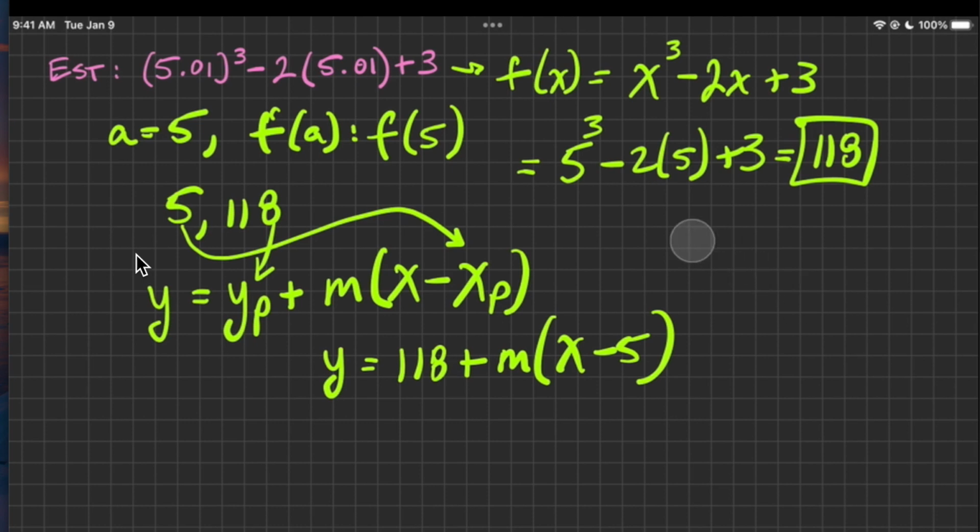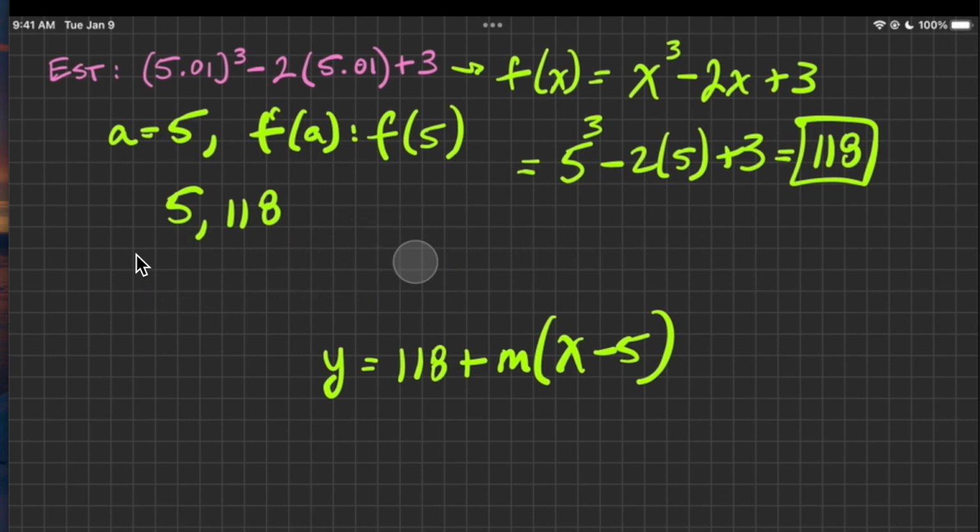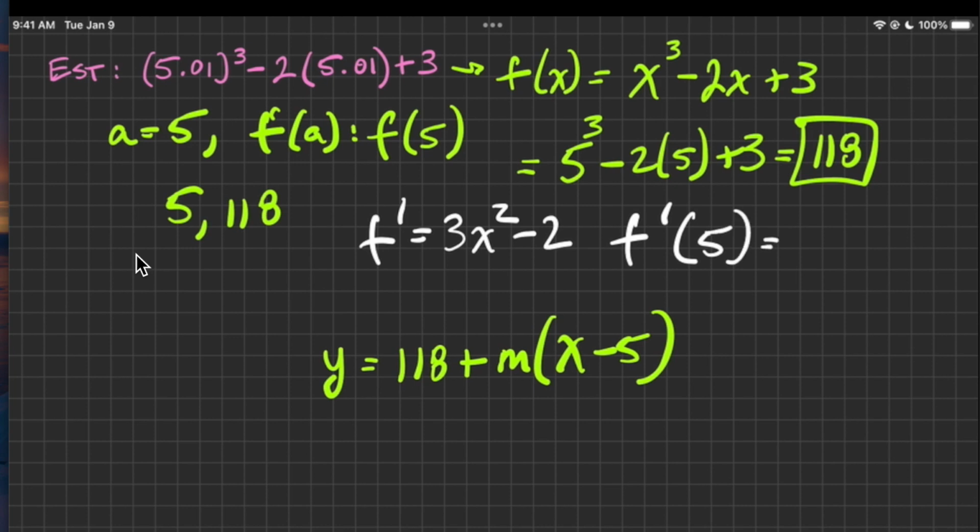Okay, how do we get m? We take the derivative and we plug in our easy a value. So our derivative is going to be 3x squared minus 2. That is our f prime. We're going to do f prime of our easy a, and when we do that, we get 73. All right, because 3 times 25 is 75, minus 2 is 73. Folks, that is our m value.